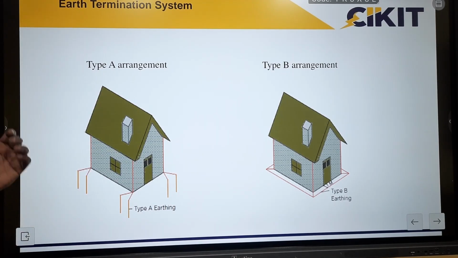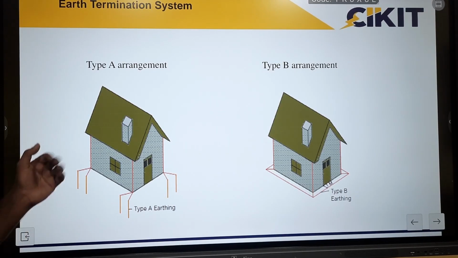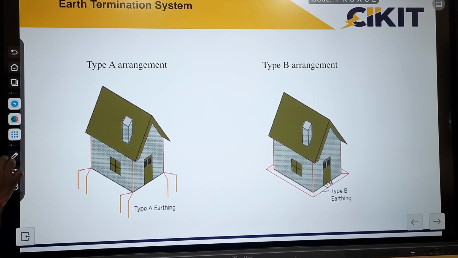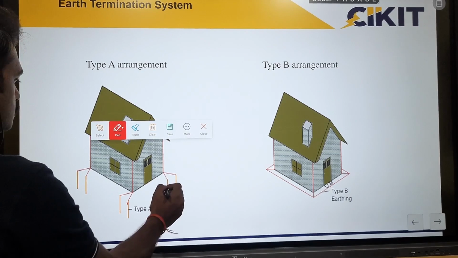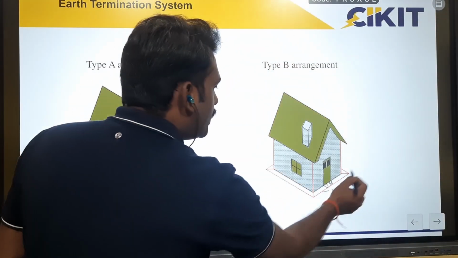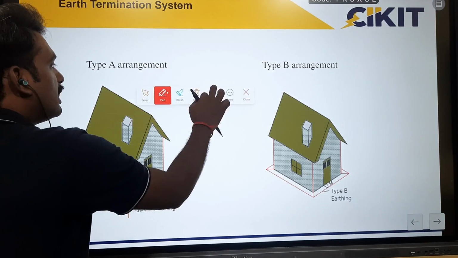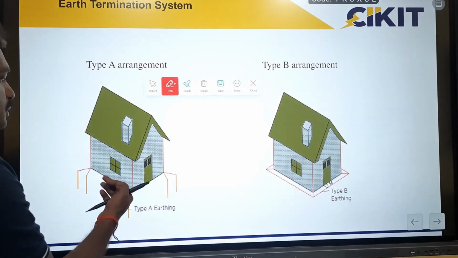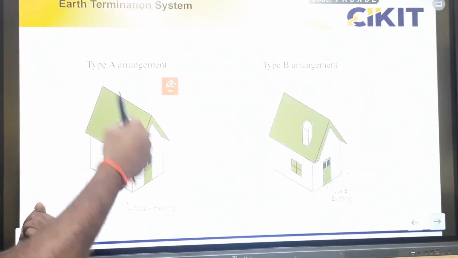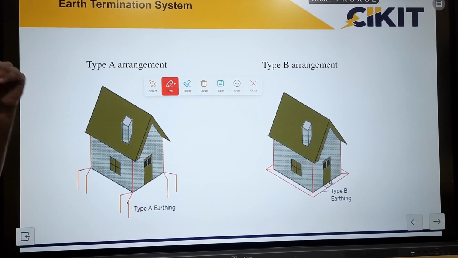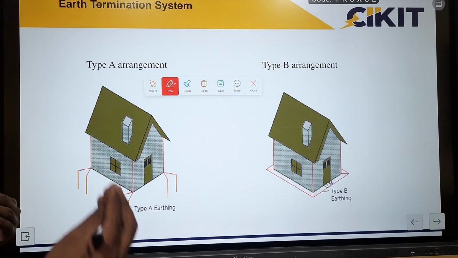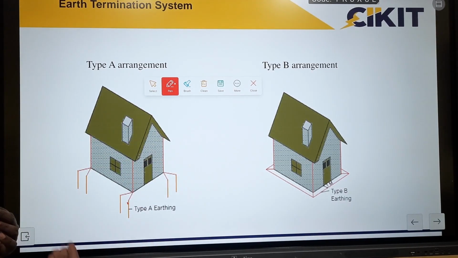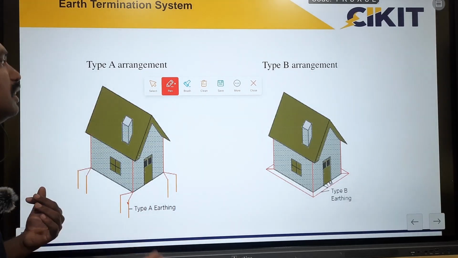So the standard has explained about 2 different methodologies. So first method is type A arrangement and second one is type B arrangement. So in type A arrangement we will be providing vertical earth electrodes, and in type B arrangement we will be providing a ring surrounding the building alone. So there won't be any vertical earth electrodes in this type B arrangement. In type A arrangement we will be providing only one vertical earth electrode for each and every down conductor. If we are going for type A arrangement, the number of earth electrodes for one lightning protection system should be minimum of 2 numbers. In any case, the number of earth electrodes should not be less than 2 numbers.